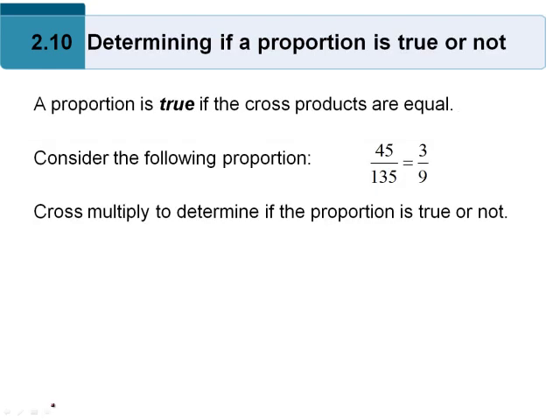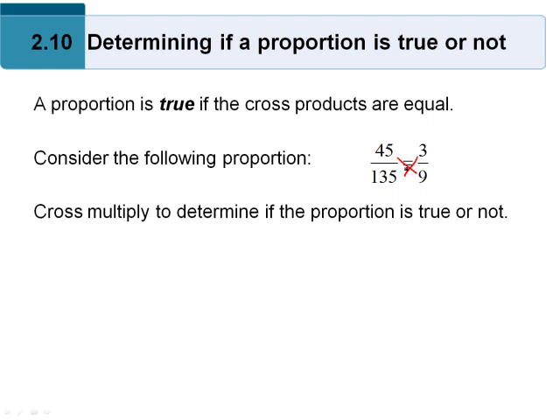Now, a proportion is true if when you cross multiply you get the same number. So if those cross products are equal, then the proportion is true. So look at this proportion we have here: 45 over 135 equals 3 over 9. To tell if it's true or not, you cross multiply.